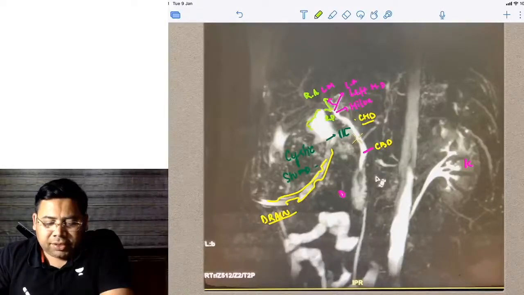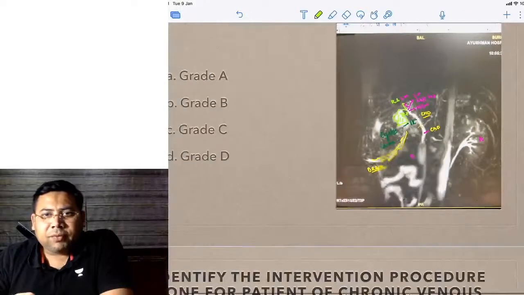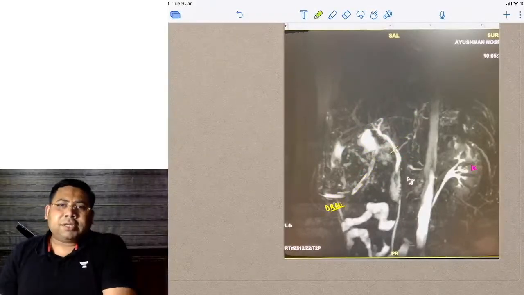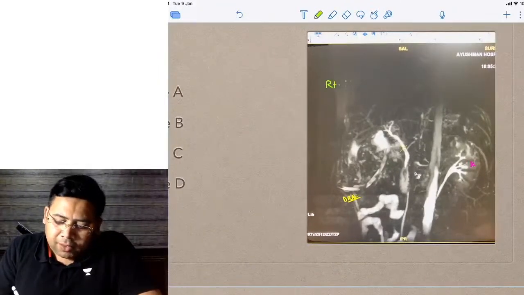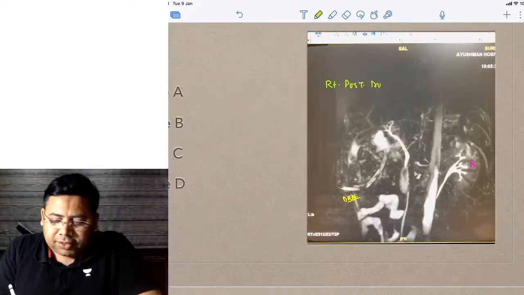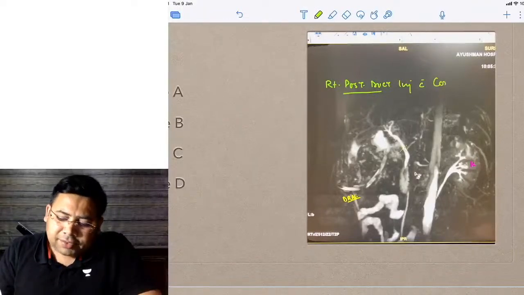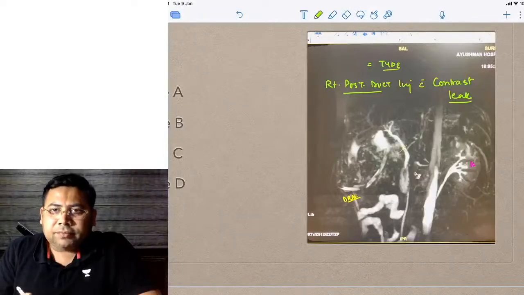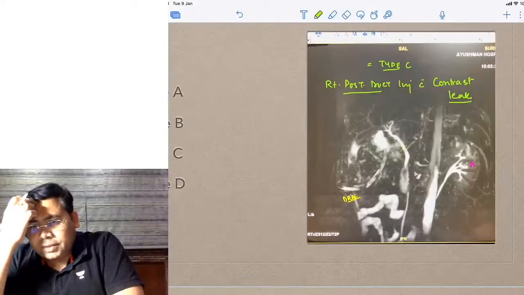And if you see, there's a leakage of contrast from this. I'll erase everything and now try to understand what it is. This is a right posterior duct injury, and not only is there injury, there is contrast leak. So this is actually a type C biliary injury. Is that clear? What kind of biliary injury is this? This is a type C biliary injury.